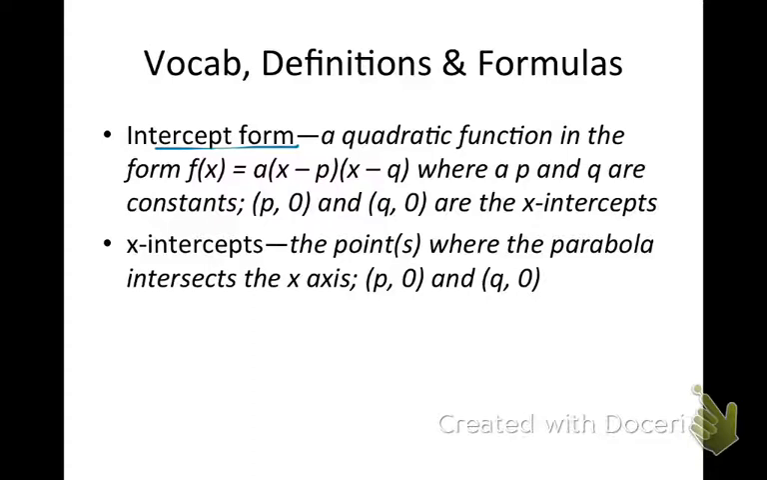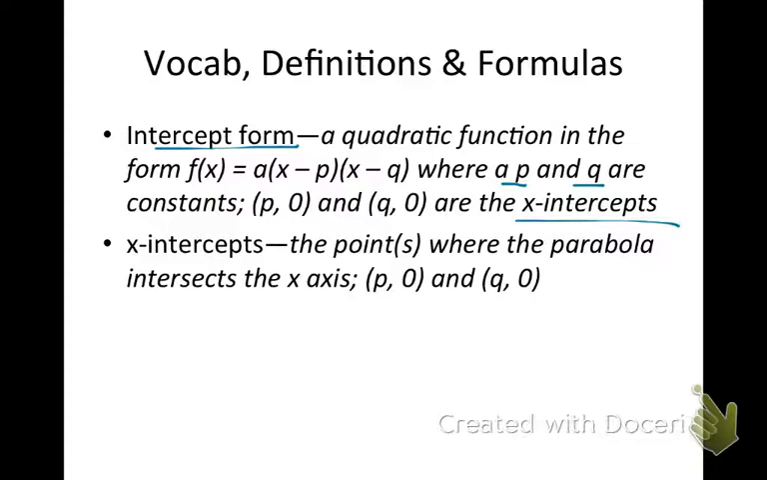So it's a quadratic function in the form f of x equals a times the quantity x minus p times the quantity x minus q. So this is where p and q are constants, so they're numbers, and those are the places where the parabola is crossing the x-axis. So those are the x-intercepts, and we can think of them as 2 points.